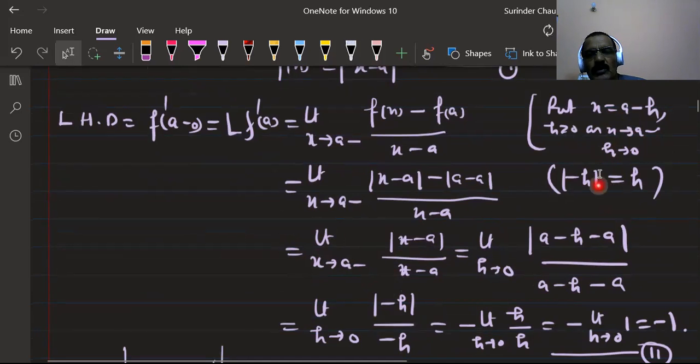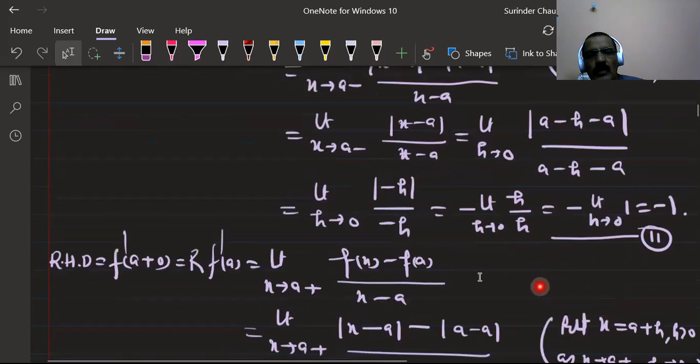After this substitution, cancel out the common factor, and the limit as h approaches 0 of (−|h|) / h comes out to be −h / h, which is equal to −1. Similarly, we'll find the right hand limit as x approaches a from the positive side, the right hand derivative. So f'(a+), the right hand derivative at a, is equal to the limit as x approaches a from the positive side of (f(x) − f(a)) / (x − a).